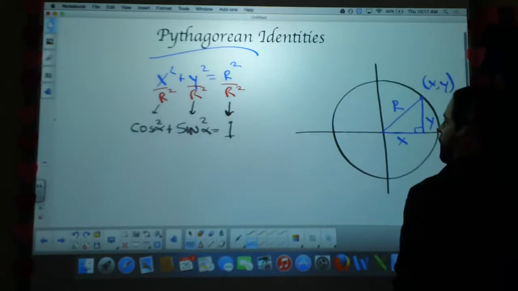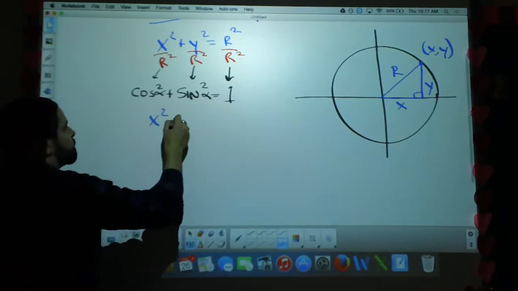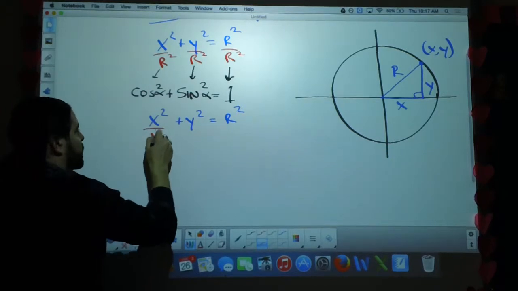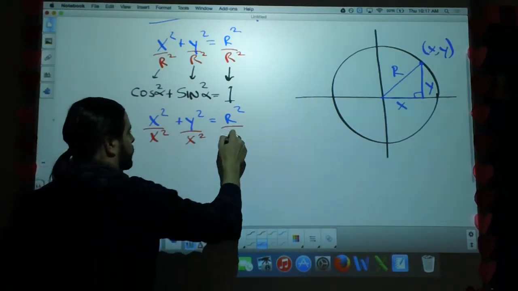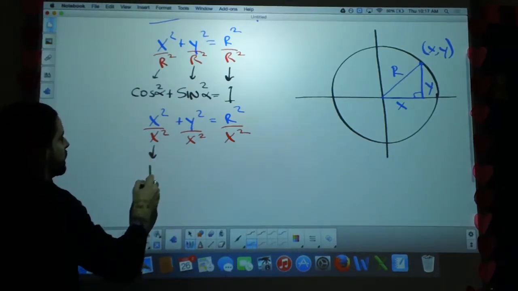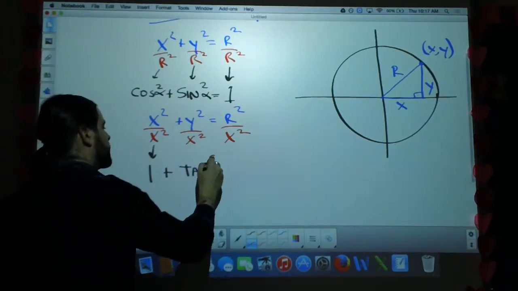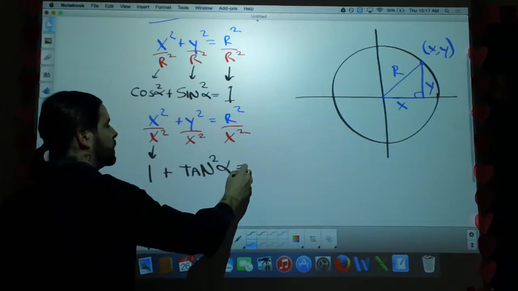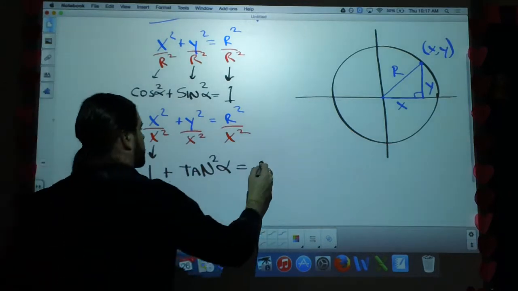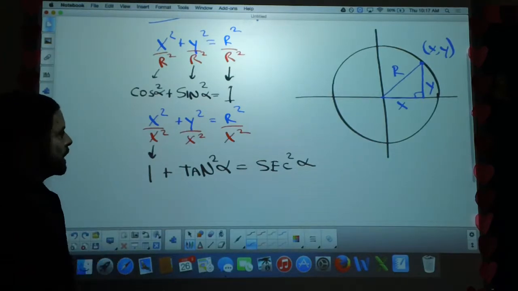Let's see here. If we divide it by r squared, what happens if we divide by x squared? X squared plus y squared equals r squared. I'm going to divide by x squared for no other reason than I have peculiar hobbies. And I can look at this and be like, x squared over x squared, that's 1. And y over x, that's tangent. So 1 plus the tangent squared of any angle is equal to r over x. Let's see, that's cosine flipped over, so that's secant. Secant squared. There's a second Pythagorean identity.